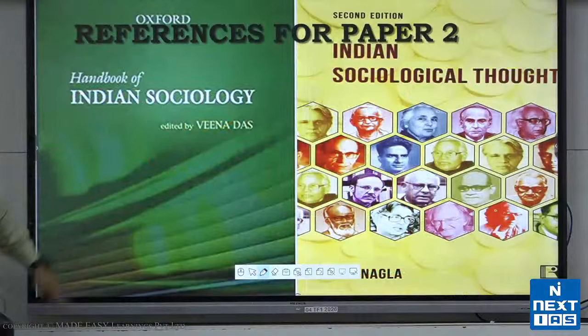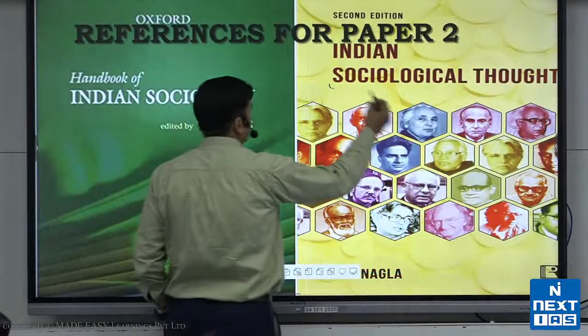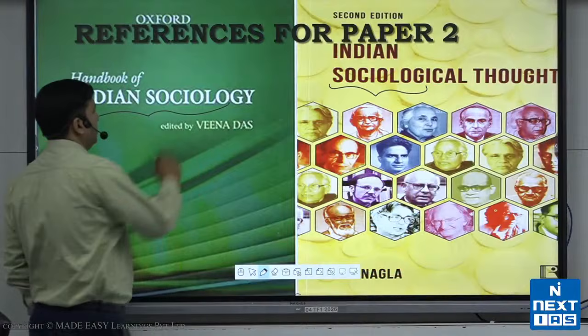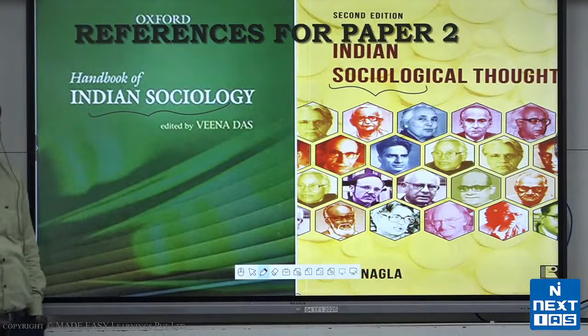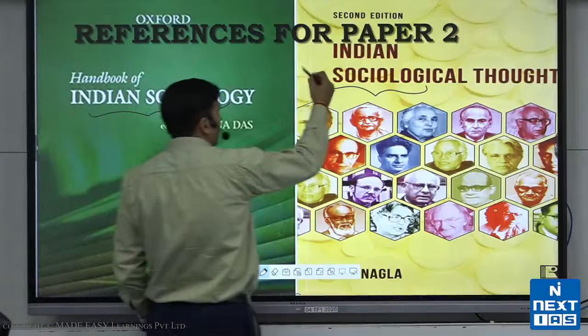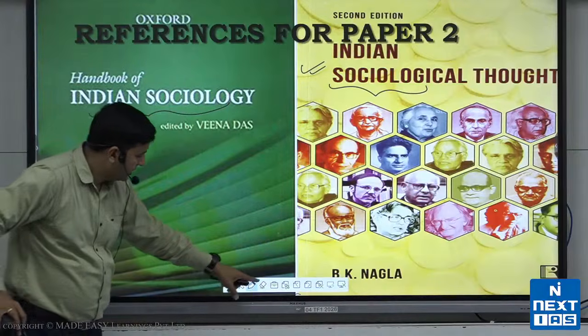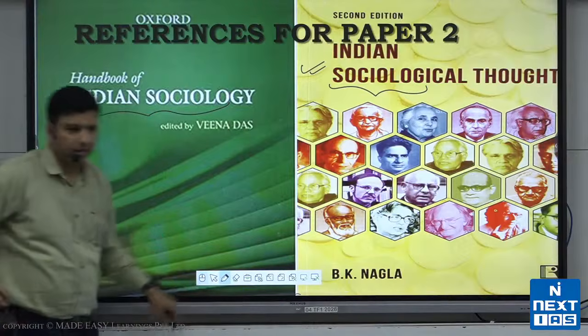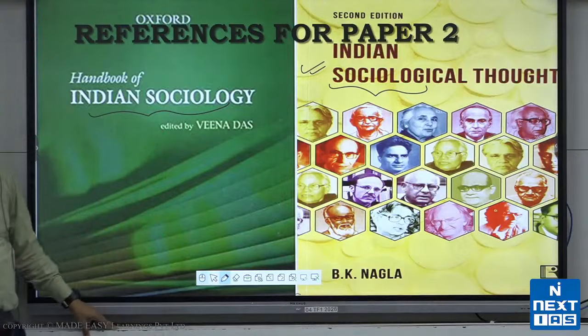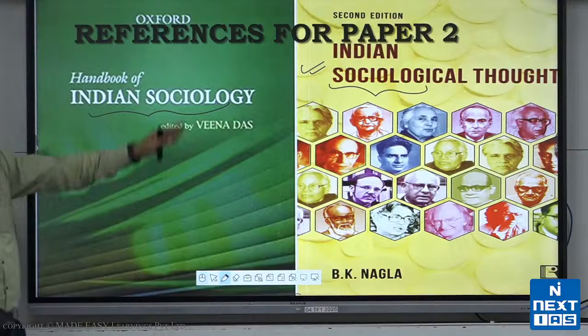Then another book is Indian Sociological Thought or Handbook of Indian Sociology. If you have to buy, take one of the two, I would recommend the B.K. Nagla book, Indian Sociological Thought. The author name is B.K. Nagla. Right? And here Veena Das has written a book, Handbook of Indian Sociology. So if you have to take one of the two, take this.